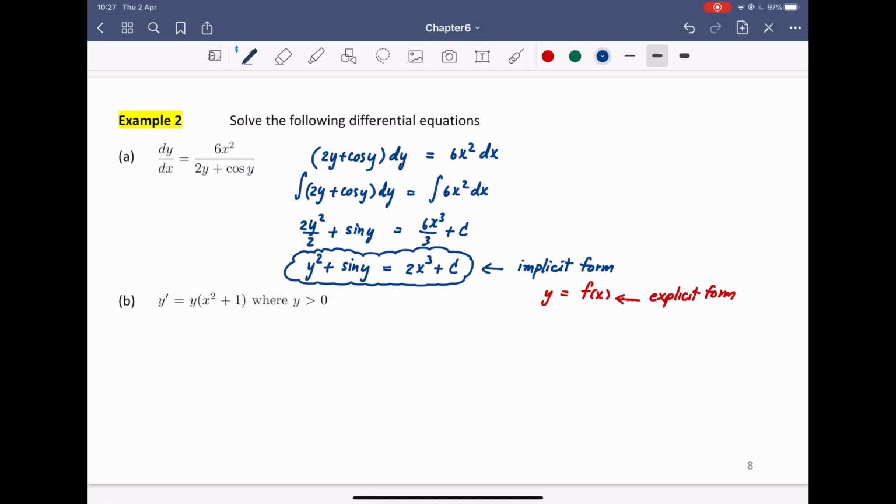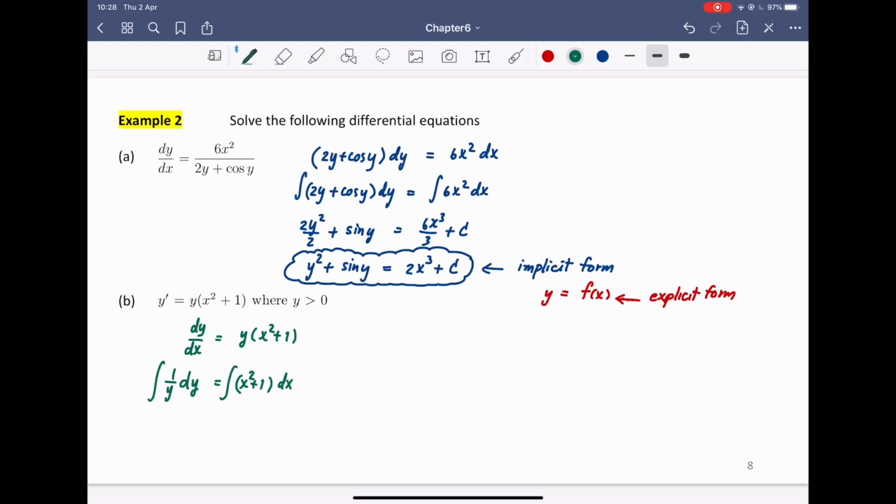We're going to separate y on one side and x on the other side, and then we just integrate on both sides. To make it easy, I'm going to switch y prime to the notation dy by dx. So I will have dy by dx equal to y times x squared plus 1, and then I move y to the left hand side, so I get 1 over y dy, and then I move x to the right hand side, so I get x squared plus 1 times dx.